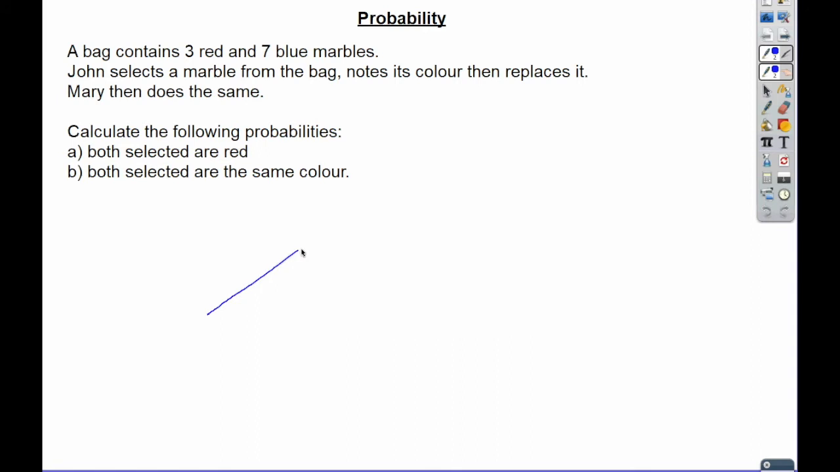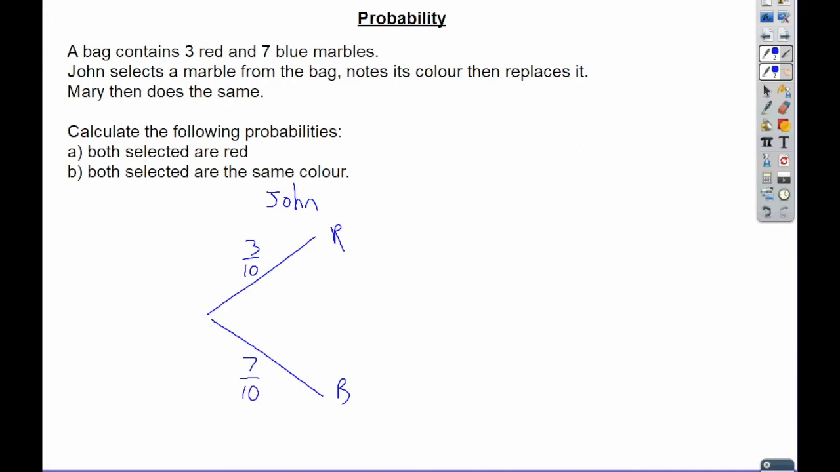A tree diagram shows you the different outcomes that can happen. So first of all, John selects a marble from the bag. So I'm going to draw the two possibilities of what John could actually select. He could select either a red marble or a blue marble. And I'm recording them like that. And on each branch, I'm going to write down the probability. So for red, it is 3/10 because there's 3 of them out of 10. And for blue, it is 7/10 because there's 7 out of 10 of them. See how that works?